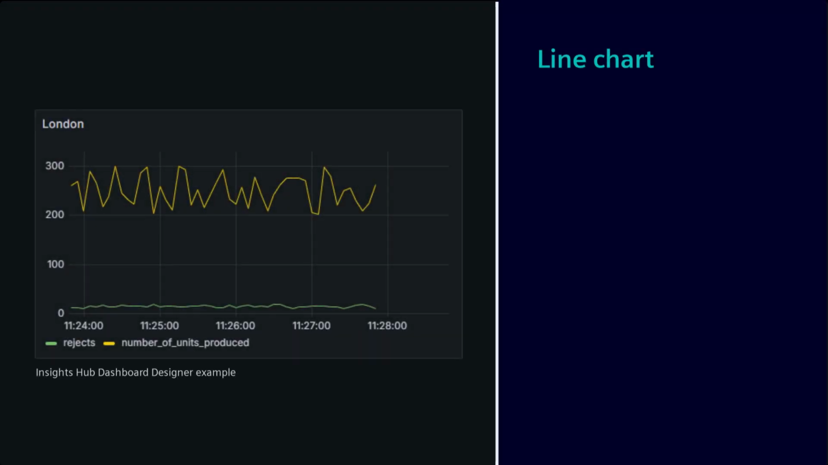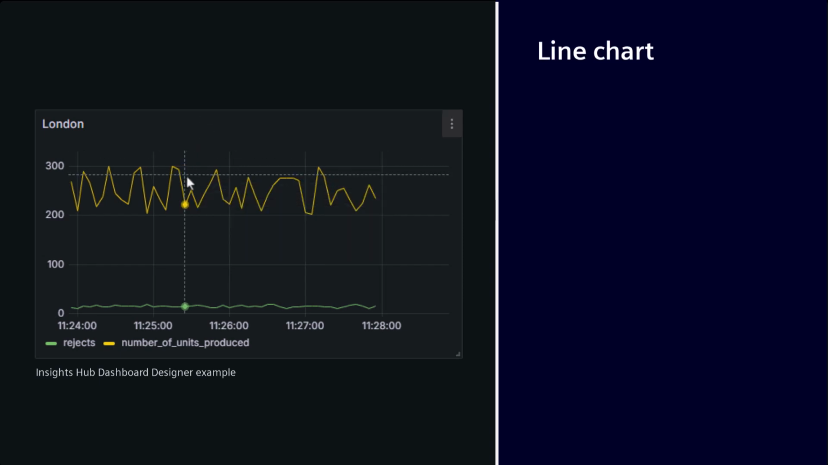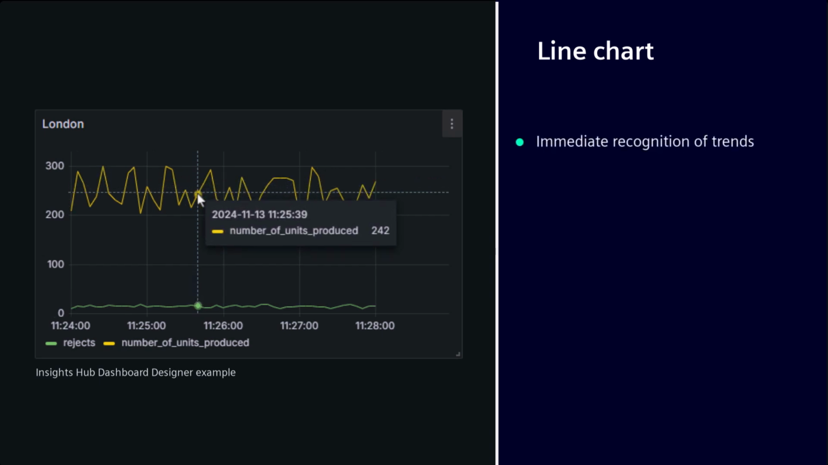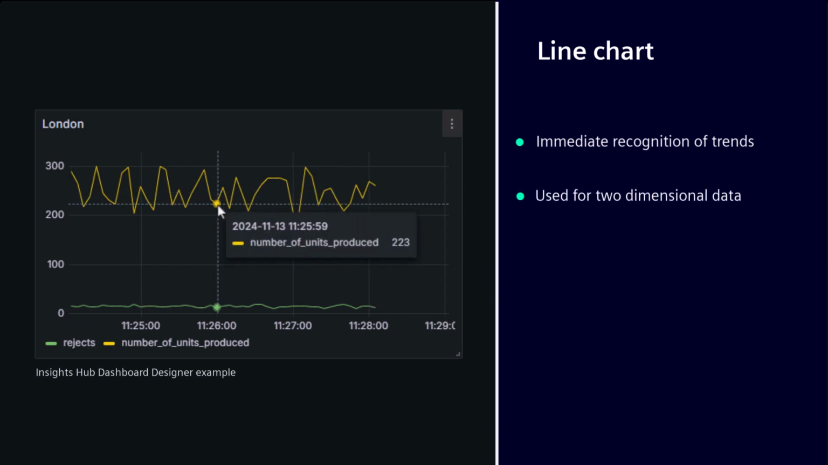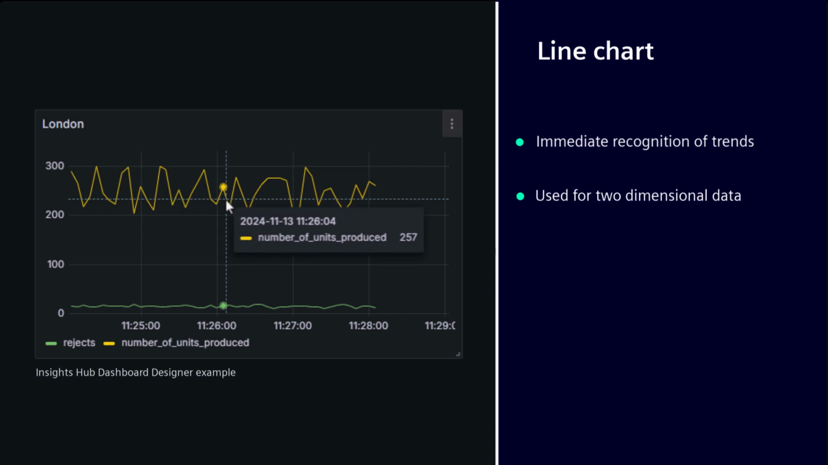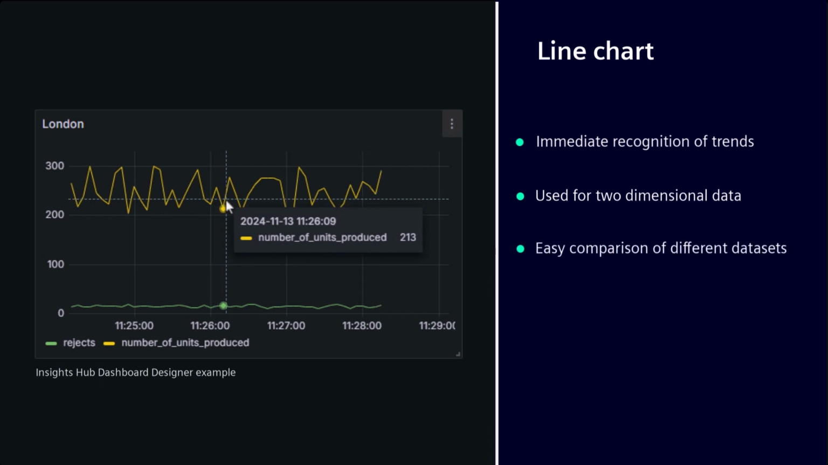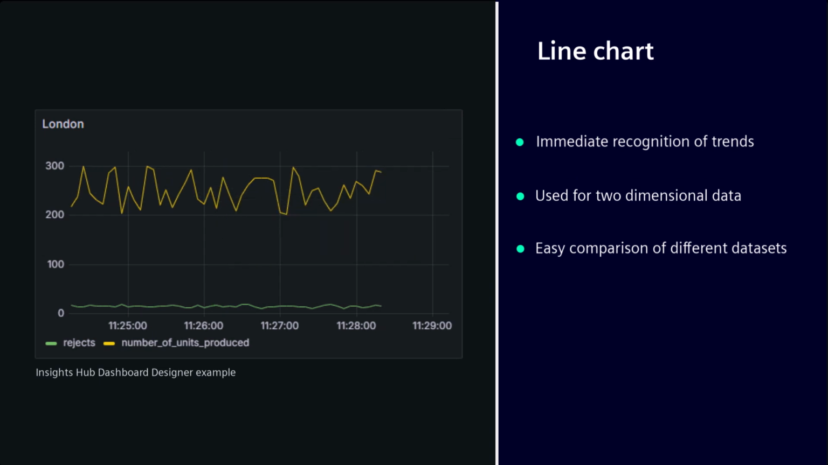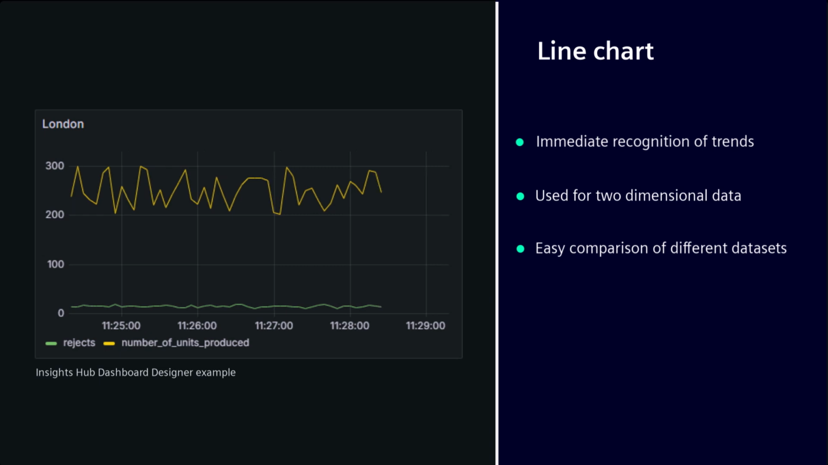Starting with line charts. They are a powerful possibility for data representation, displaying data points connected by straight lines. This makes it easy to recognize trends over time. The dimension is always shown on the x-axis, and the key figures are always shown on the y-axis. It is also possible to display several data sets in one chart. This is often used to compare data and their trends with each other. In this example, you see a comparison of units produced and rejected along an axis of time.